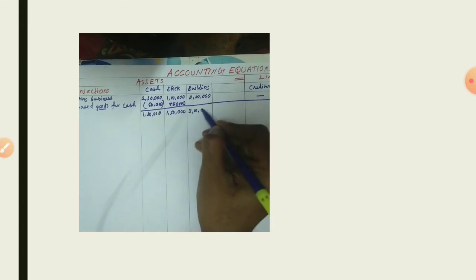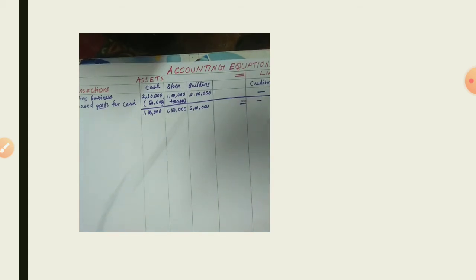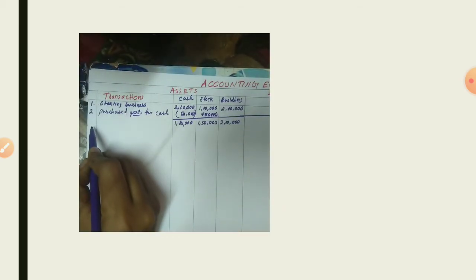Building no change, 2 lakhs. Creditors also no change. Here capital also 5,30,000. So if you add, you will get the same, 5,30,000 on both sides. Okay, you can add and check. In each stage you check whether it is tallying or not.